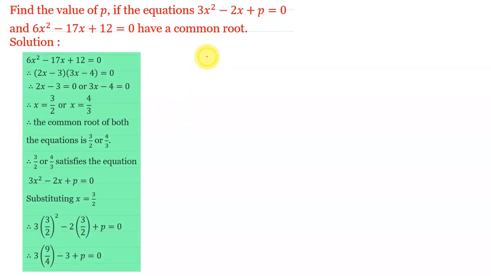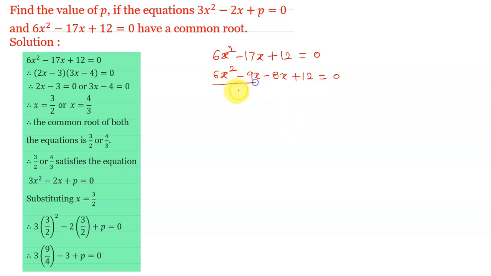Okay, now here the equation is 6x square minus 17x plus 12 and that's equals to 0. Now this can be again written as 6x square minus 9x minus 8x plus 12 is equals to 0.